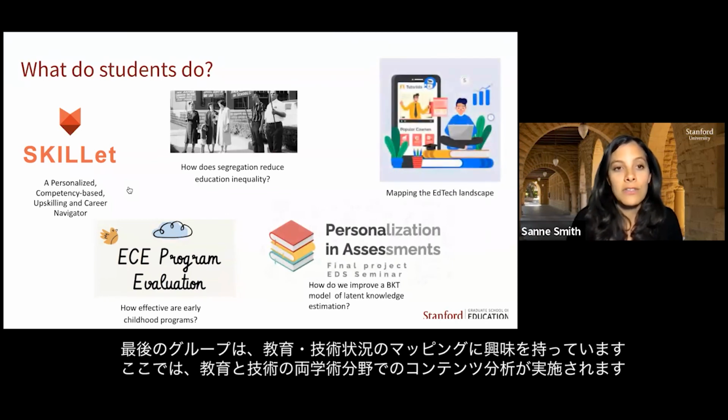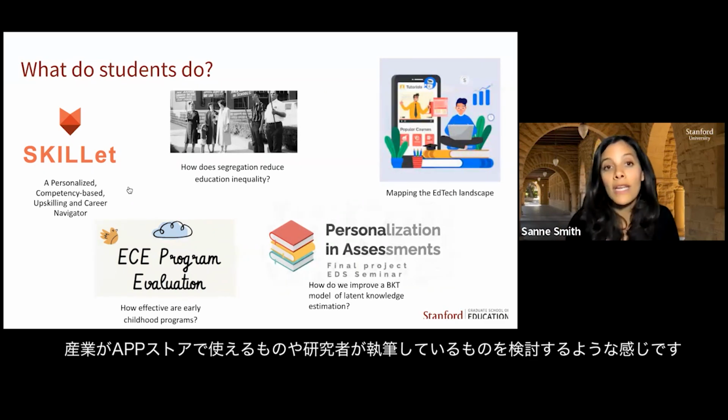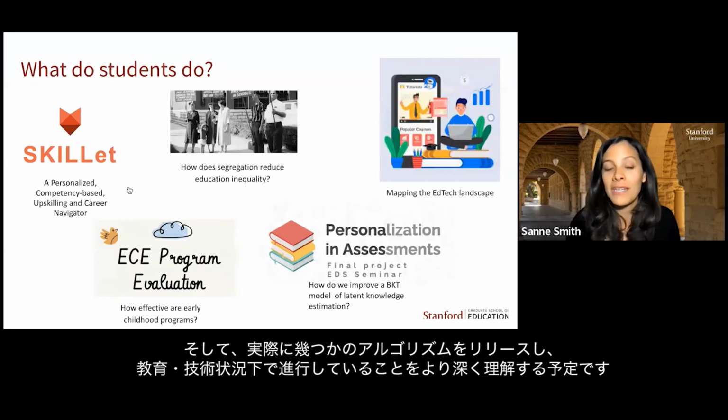And the last one is interested in mapping the education technology landscape by doing content analysis on both academic areas and the industry, by looking at what's available in app stores and what researchers write about. They're going to unleash a couple of algorithms to better understand what is going on in the education technology landscape.